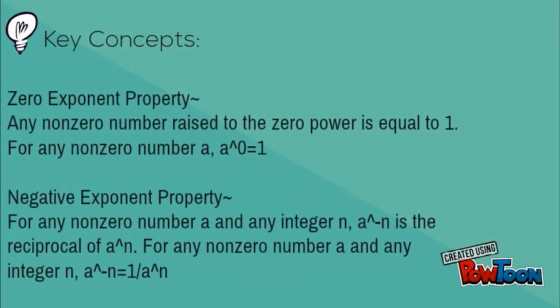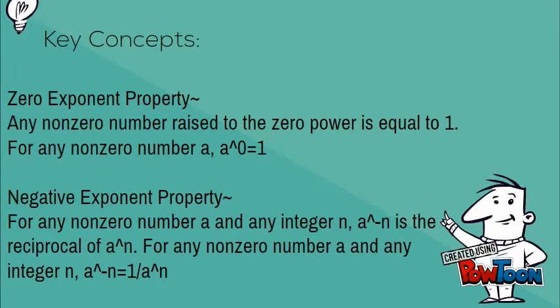The third concept is the zero exponent property. Any non-zero number raised to the zero power is equal to 1. The fourth one is the negative exponent property. For any non-zero number a and any integer n, a to the negative n is the reciprocal of a to the n.